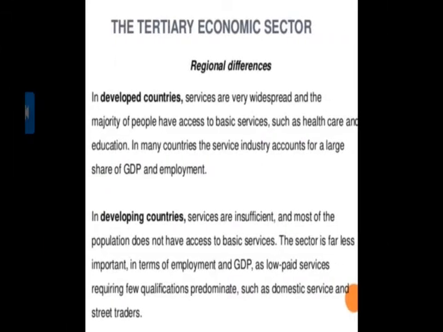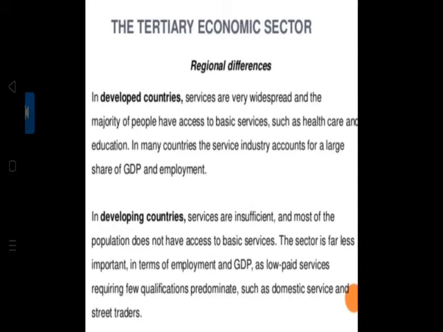Now the tertiary economic sector, as I told you all, I'm going to talk about the developed and developing countries and how they have importance, or how there is a difference between the two. How do we look at them? Now in developed countries, services are very widespread, and the majority of people have access to basic services such as healthcare and education. In many countries, the service industry accounts for a large share of GDP and employment.